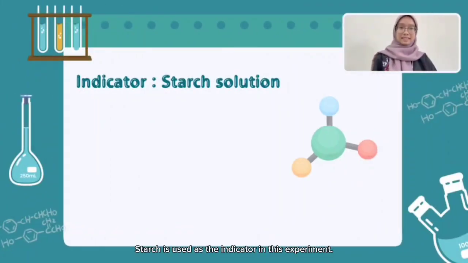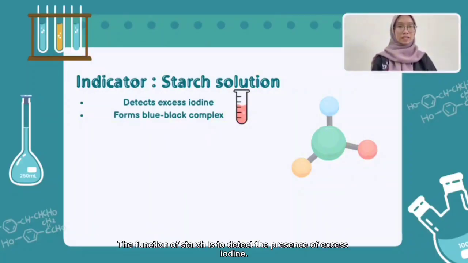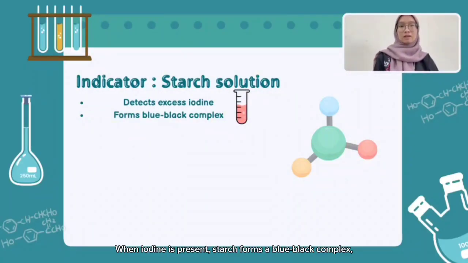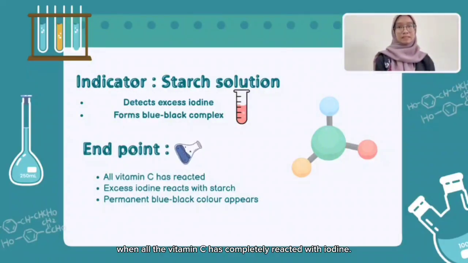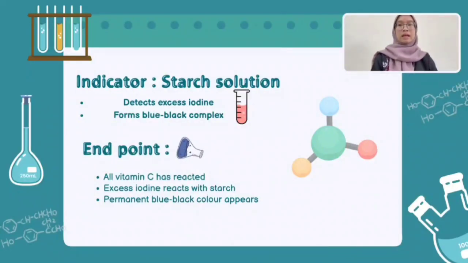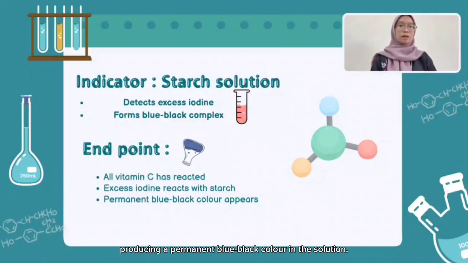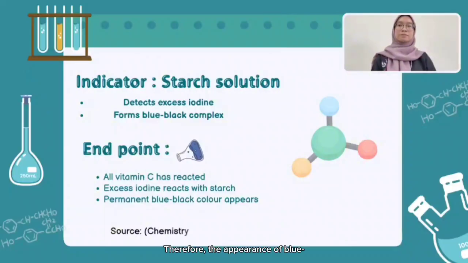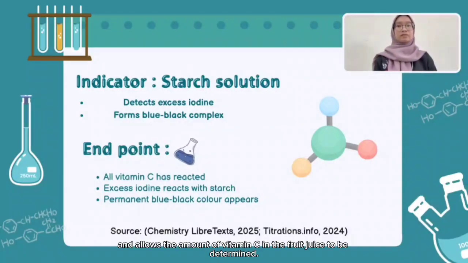Starch is used as the indicator in this experiment. The function of starch is to detect the presence of excess iodine. When iodine is present, starch forms a blue-black complex, which helps us to observe the endpoint clearly. Lastly, the endpoint of the titration is reached when all the vitamin C has completely reacted with iodine. Any extra iodine added will react with starch, producing a permanent blue-black color in the solution. Therefore, the appearance of the blue-black color indicates the end of the titration and allows the amount of vitamin C in the fruit juice to be determined.